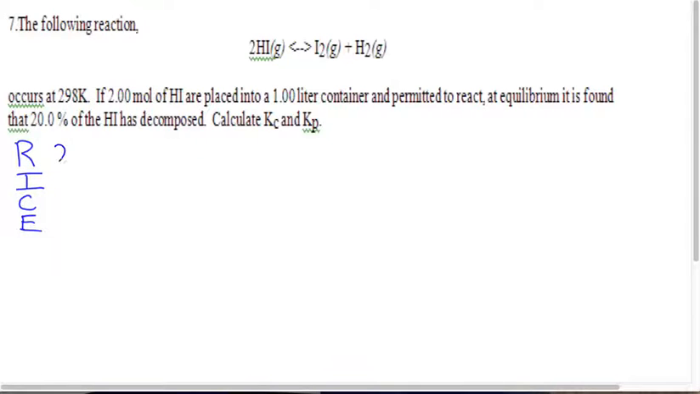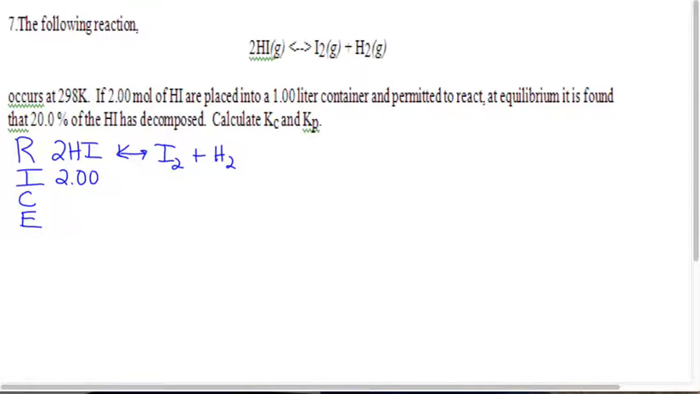And I'm going to write 2HI, H2, I2, and these are all gases. 2 moles are placed into a 1 liter container. That means it's 2 molar initially for HI. Do I have any I2 or H2? Nope. So right now, before we deal with this 20% thing, I always like to finish out the table. So how much are we going to lose? 2x plus x plus x. So we're going to get 2 minus 2x. We're going to get x, and we're going to get x.